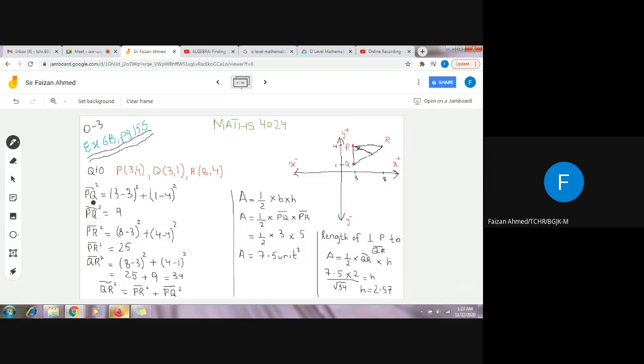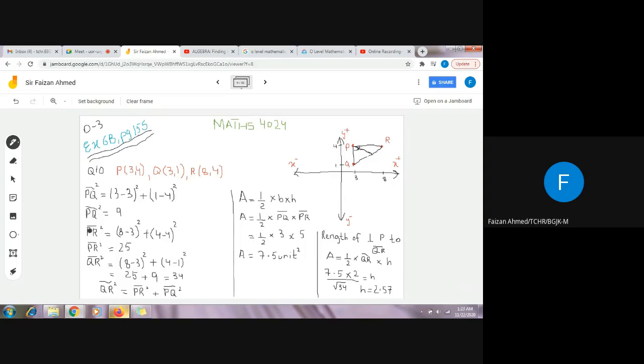Starting with the length of PQ, since P is the first point, this is x1 and y1, and Q is the second point, so this is x2 and y2. So x2 minus x1 will be (3 minus 3) whole square, plus y2 minus y1 will be (1 minus 4) whole square. (3 minus 3) whole square is 0, and 1 minus 4 is minus 3, and the square of minus 3 is 9.